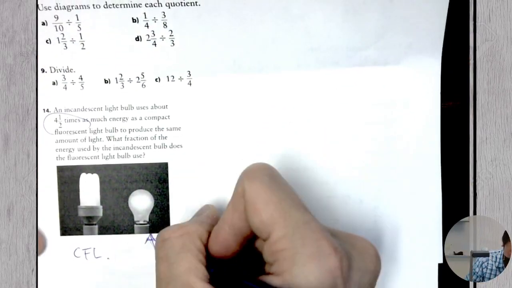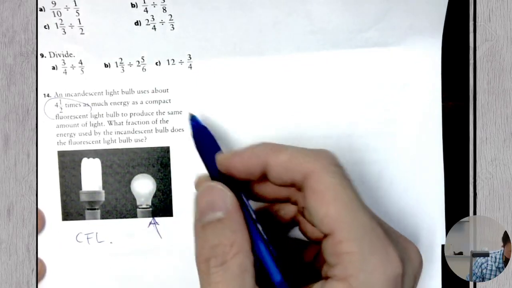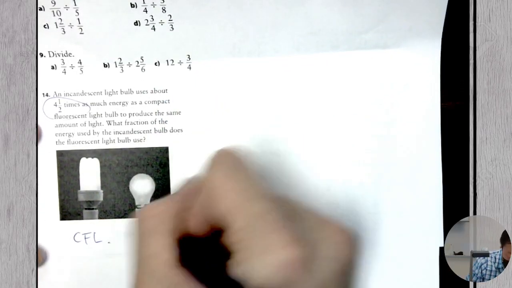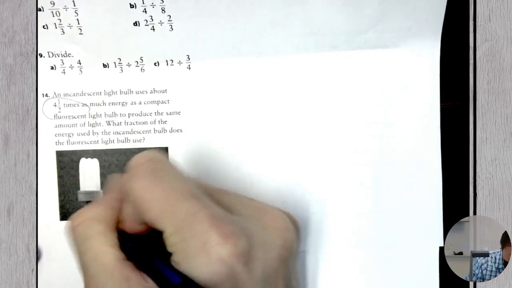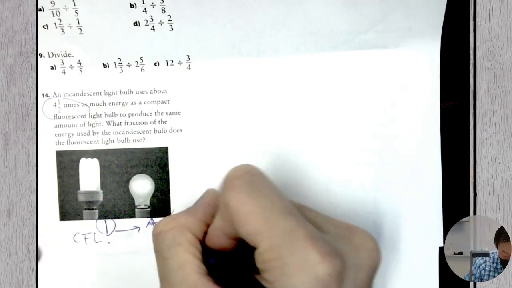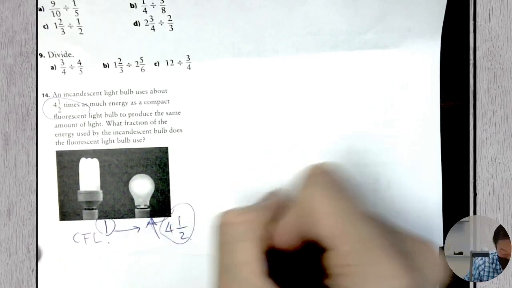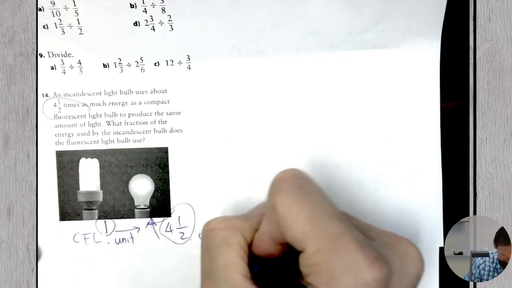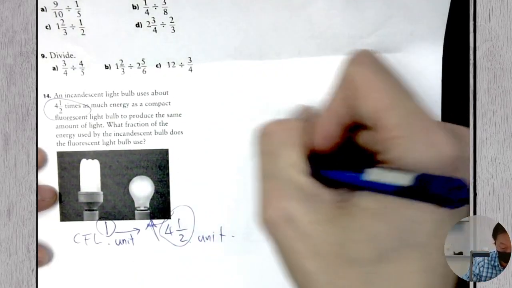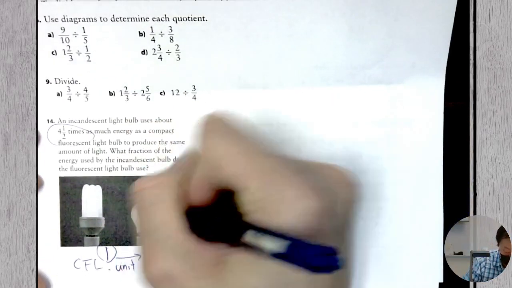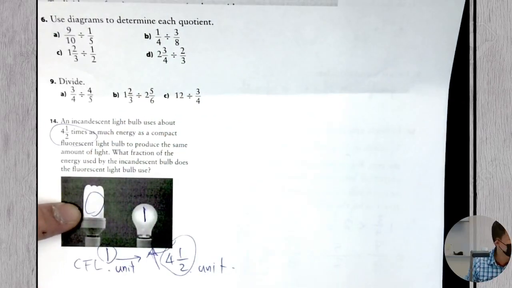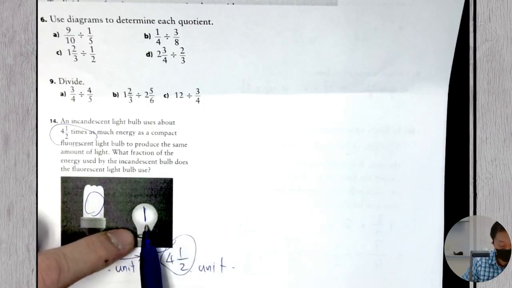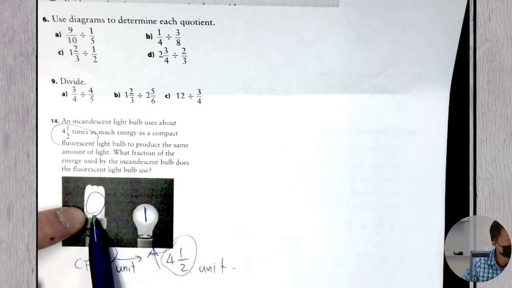All right, so this is to say that this one uses more. If here I use 1 unit of light, over here I will be using 4.5 units of light. We don't know what the unit is. That's the statement. But what this question is asking is, if this one uses 1, what does that one use? Does that make sense to you? If that one uses 1 unit of energy, that's going to be a fraction, right?